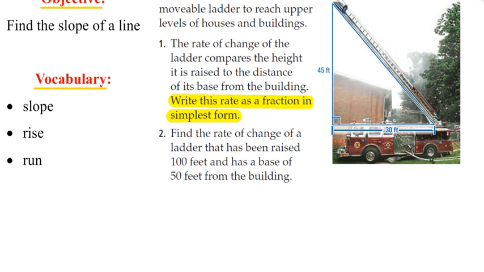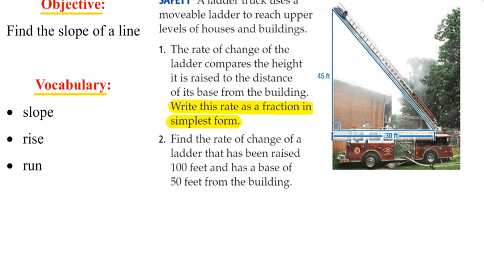Okay, so the fraction that we want to write, it tells us to give the ratio of two things. And it says the rate of change is the height here and the distance that it is from the base of the ladder. So that fraction would be the height, which would be 45 feet, divided by the distance from the base, which would be 30 feet. So that's the rate as a fraction.